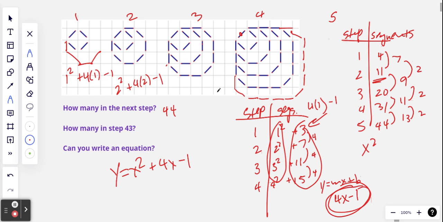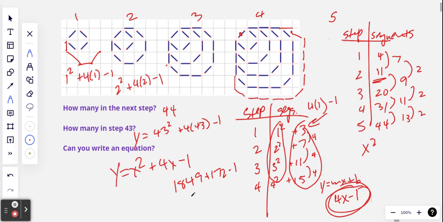You can test it with steps 3, 4, and 5 if you like and double check, but I'm pretty sure we've got it. So what remains then is to calculate the number of segments in step 43 by plugging in 43 for x. So that's going to be y equals 43 squared plus 4 times 43 minus 1. Okay, 43 squared is 1849. And 4 times 43, well, 4 times 40 is 160. 4 times 3 is 12, so 172. So plus 172 minus 1.